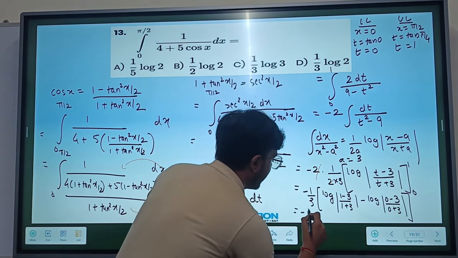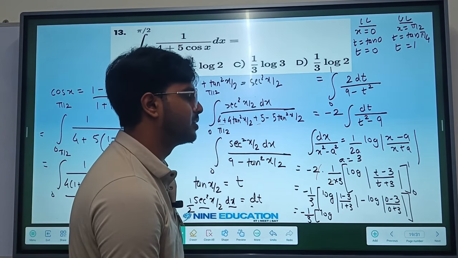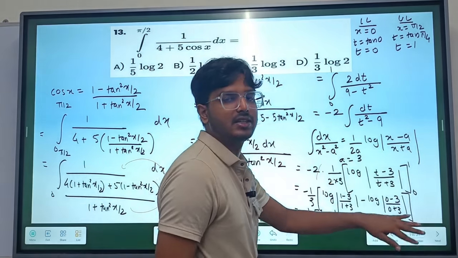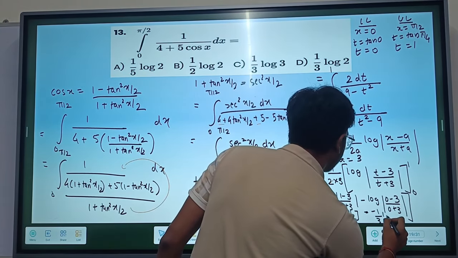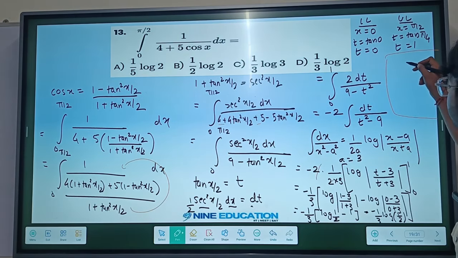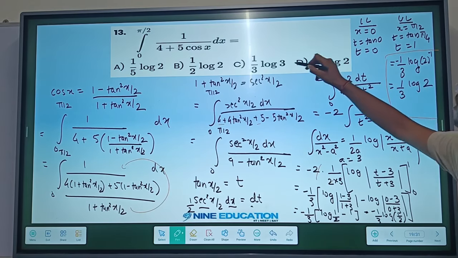So what will I get? Minus 1 by 3 log of 1 minus 3 is minus 2, divided by 4, that is 1 by 2, minus log of minus 3 by 3, mod of minus 1 is 1, that is minus 1 by 3 log of 1 by 2, minus 1 by 3 log of 1 by 2. And if I take this minus here, minus 1 by 3 log of 1 by 2, you can write 2 power minus 1, yes or no? This minus comes forward, so it will be 1 by 3 log 2, option D.